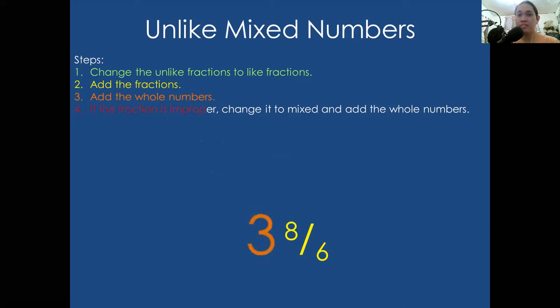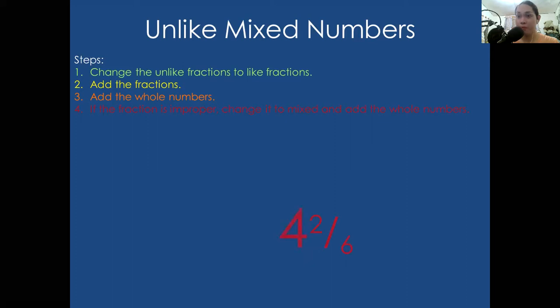If the fraction is improper, change it to mixed and add the whole numbers. So 8 over 6 becomes 1 and 2/6. You add 1 as its whole number, since we simplified 8 over 6. That gives you 1 plus 3, which is 4 and 2/6, or you can simplify it as 4 and 1/3. Easy, right? That is so easy and very clear.